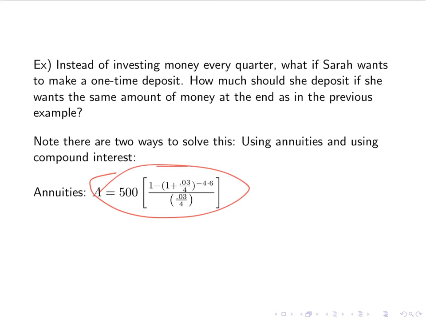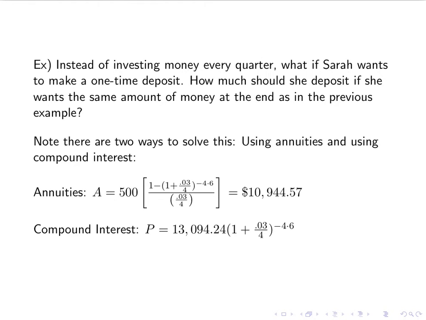So again, we're just using the equation right below the one we used last time. And if we do that correctly, we should have $10,944.57. And again, what this means is instead of depositing $500 every quarter for 6 years, if she deposits $10,944.57, then 6 years later, she'll have the same amount she had last time.